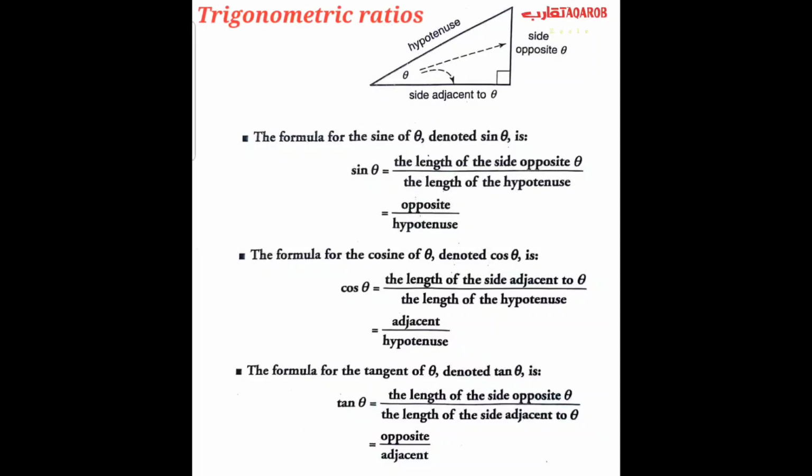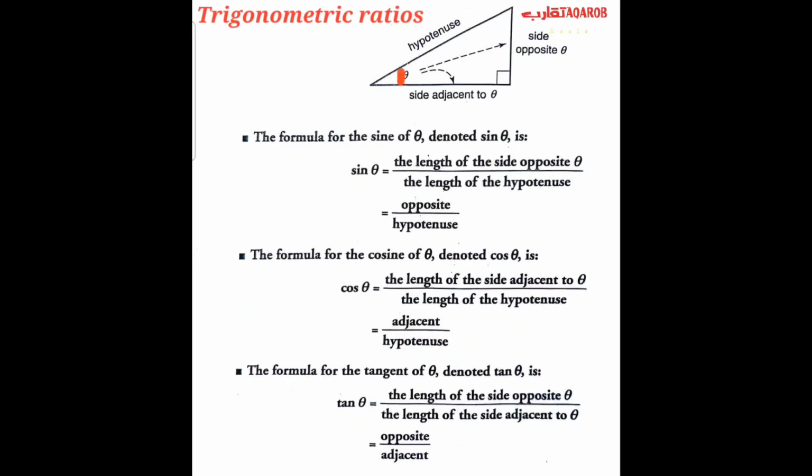Hello students, in this video we will show the definitions of three trigonometric ratios. Assume we have a right triangle and let's define an acute angle from this triangle. I will choose this one, theta. Okay, let's define the sides of the triangle now.